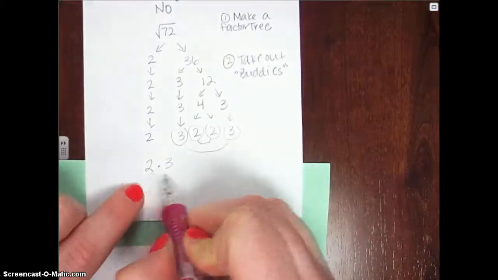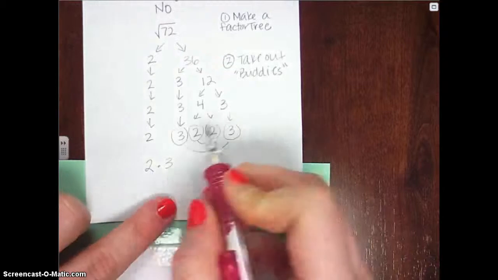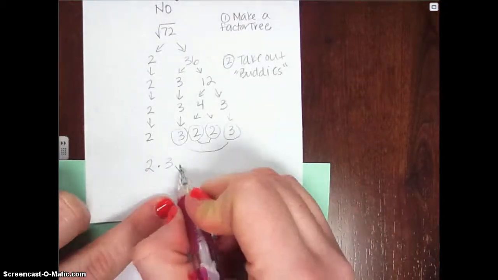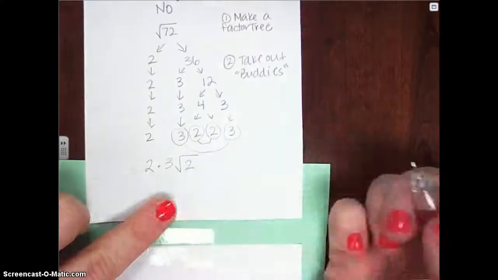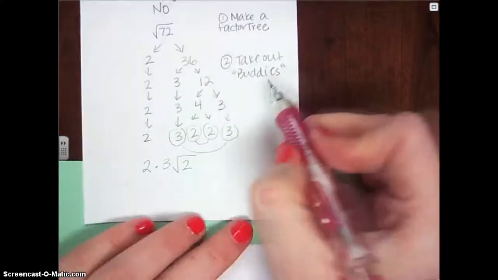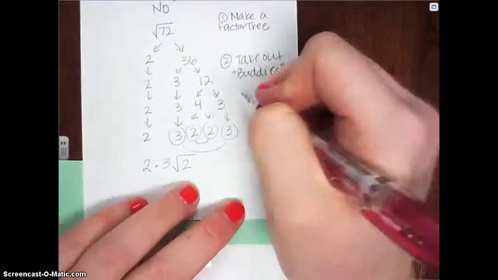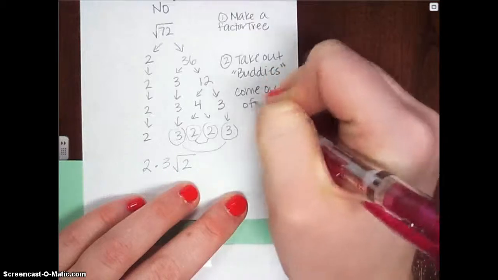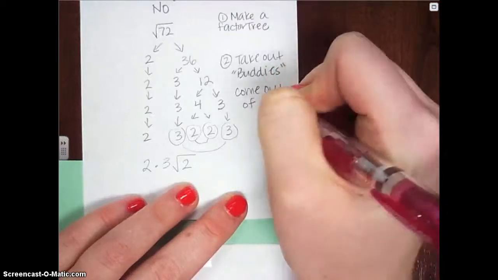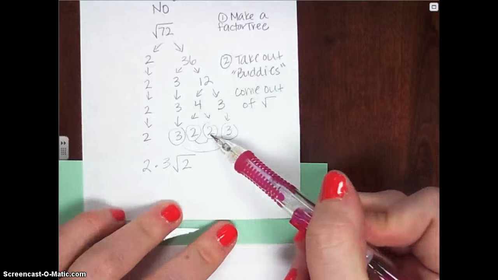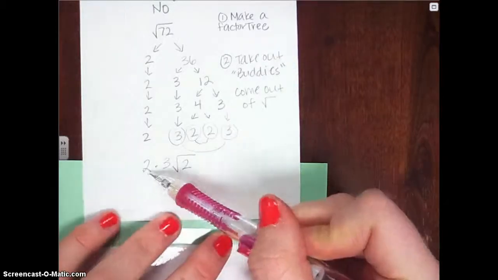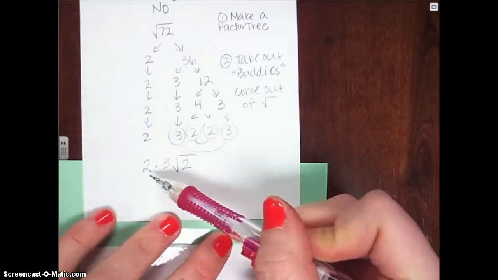So this is on the outside of my square root. This 2 is all by itself, so I can't take it out. It has to stay under the square root. So over here under take out buddies, I want you to write maybe like come out of the square root or something like that, because when you have a buddy pair, you can take that out of the square root. Now notice I'm not writing it twice, I'm just writing it once.